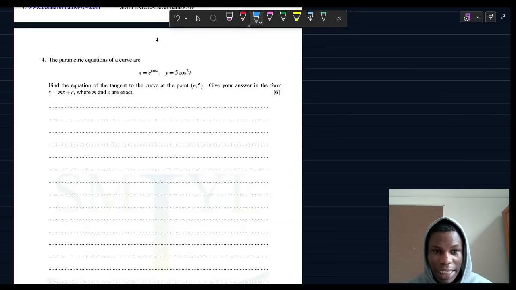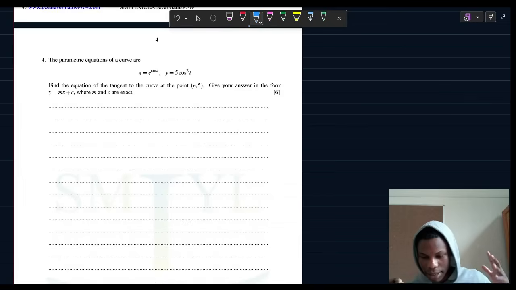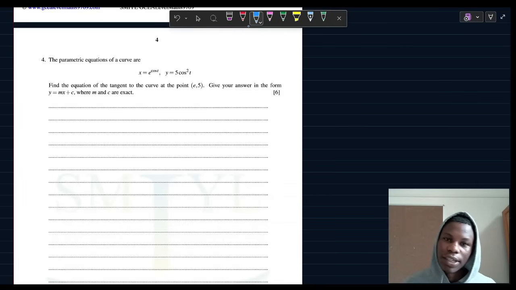Okay. Whenever you see parametric equations, think differentiation, because you learn parametric differentiation or implicit differentiation in Pure 3. So most of the time it's either one of those two, apart from maybe when you have to differentiate using the product rule or the quotient rule. And in that case, it's typically a stationary point question. Okay. So what you're going to do is you're going to differentiate each of these two equations.